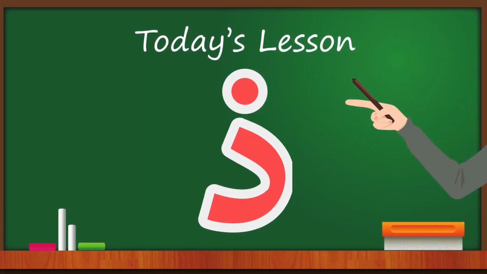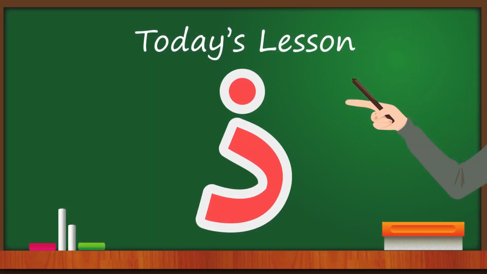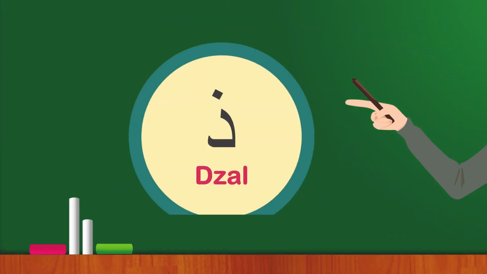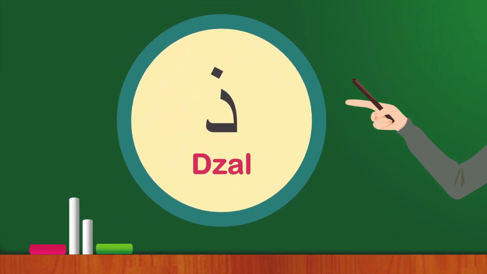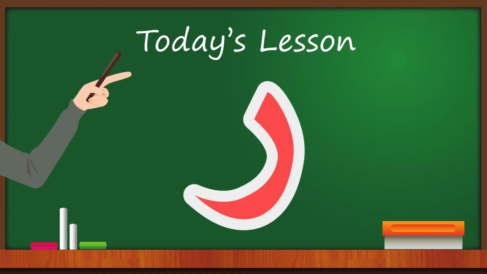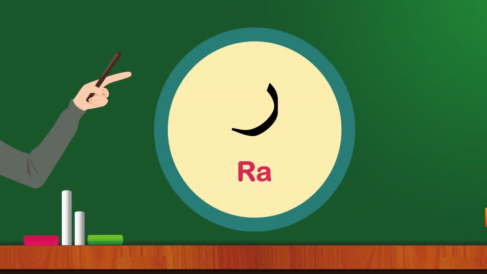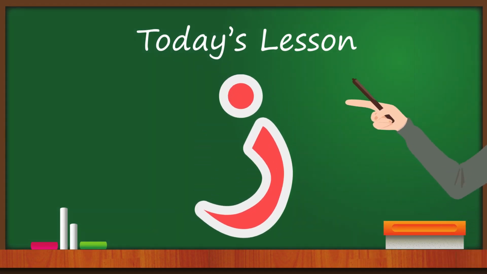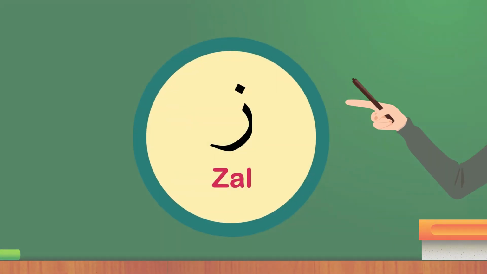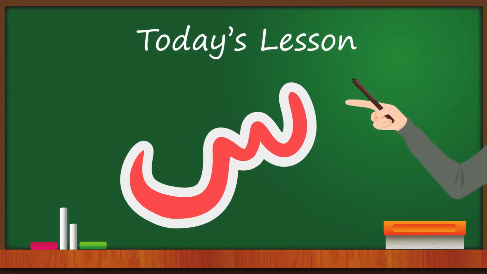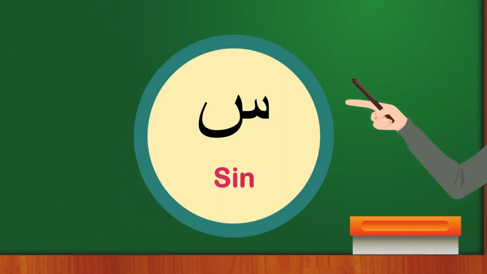Dal. This is Dal. Can you say Dal with me? Dal. Ro. Can you say Ro with me? Ro. Z. Can you say Z with me?